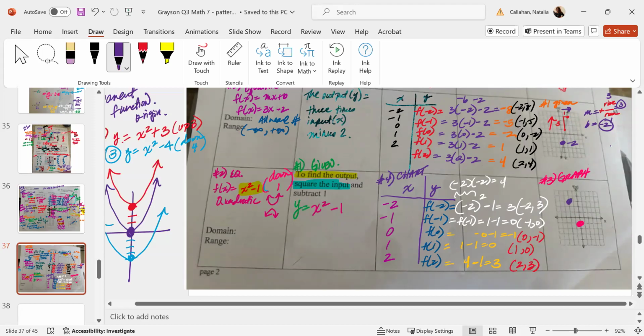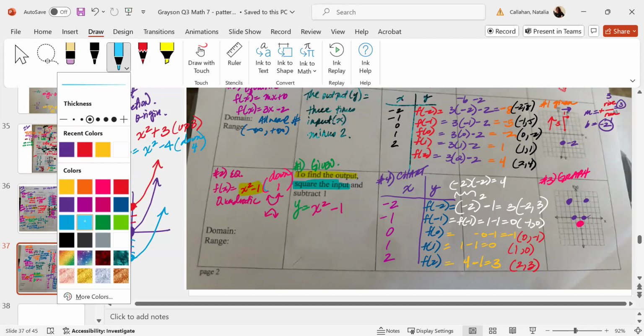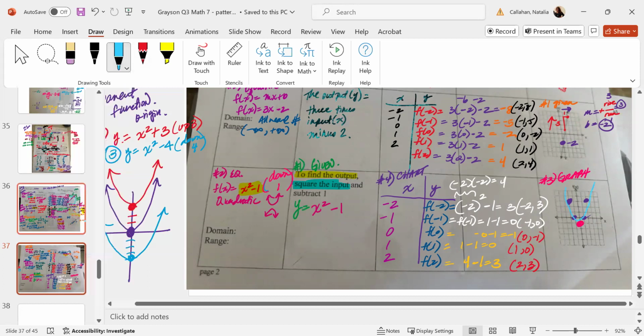(-1, 0). (0, -1), that's correct. That's where the point is. (1, 0), and (2, 3). So what this actually did was that kind of helped you draw how wide and how narrow your happy face is going to be. Do you see that? Okay. What is another thing that you actually noticed that happened with this?